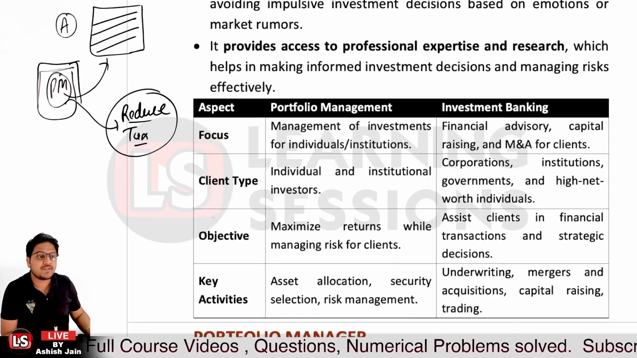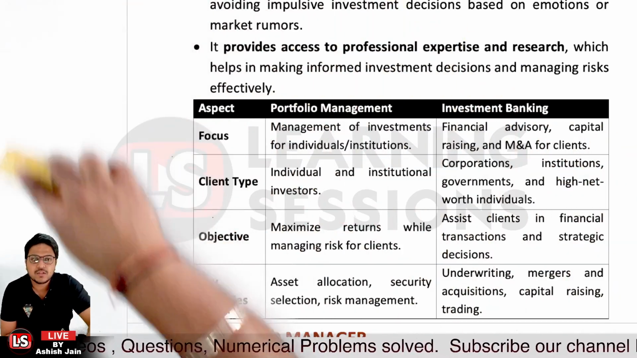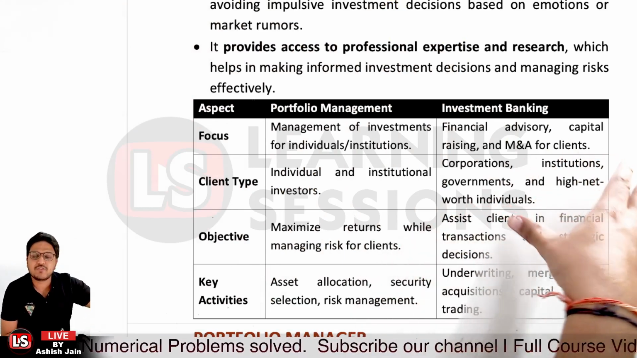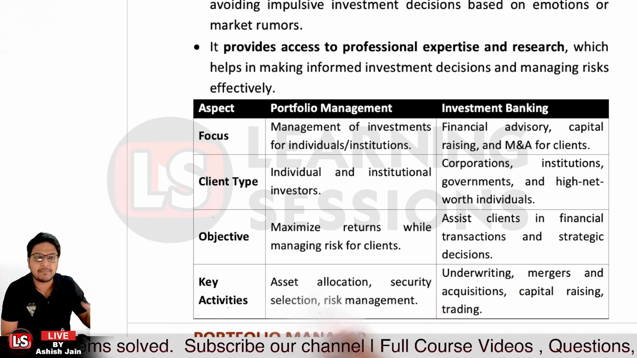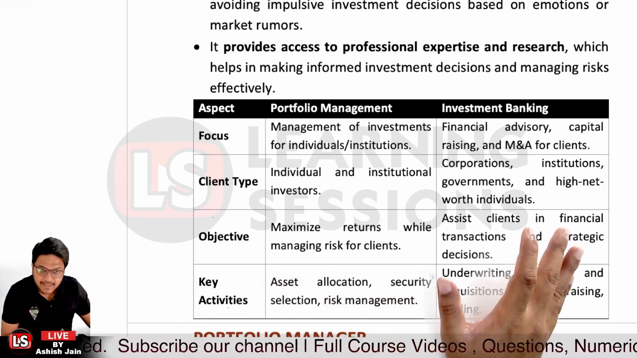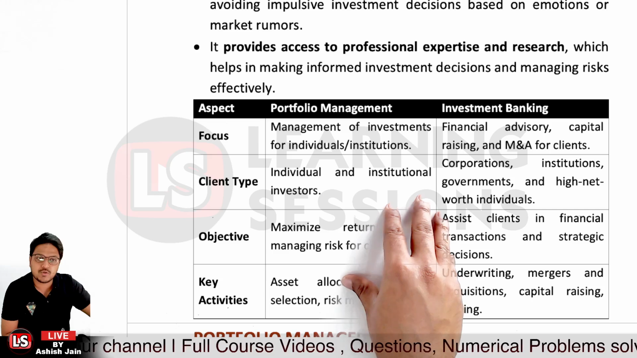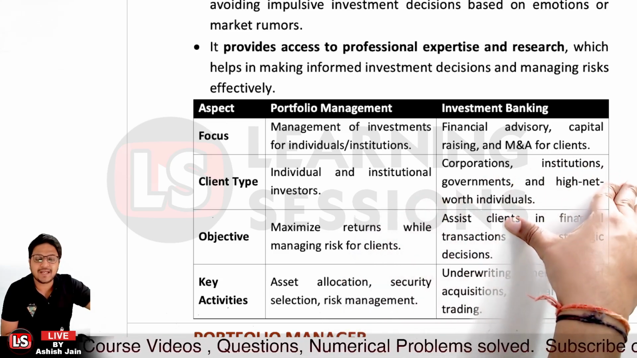Now let's understand the differences between portfolio management and investment banking. In portfolio management, the person is trying to manage the portfolio of an individual or an institution, whereas in investment banking, they are dealing with mergers and acquisitions, capital raising, risk management, etc., right? And further, if you look at the client type, in portfolio management it is individuals and institutions, whereas in investment banking it's government institutions, PSUs, and high net worth companies.